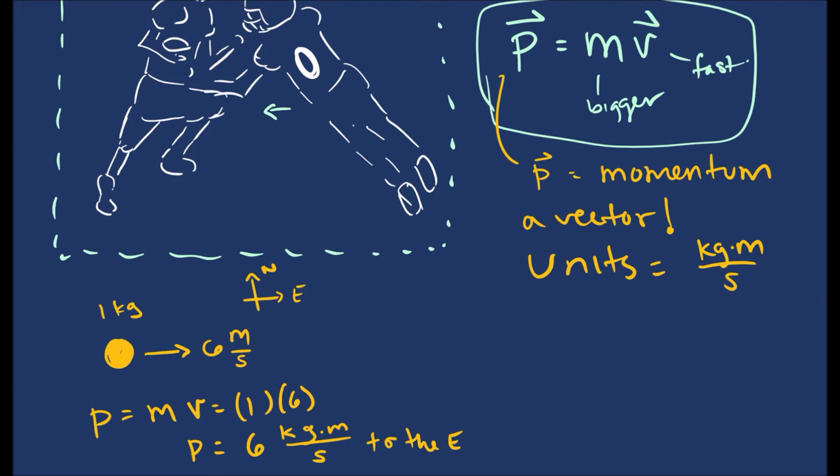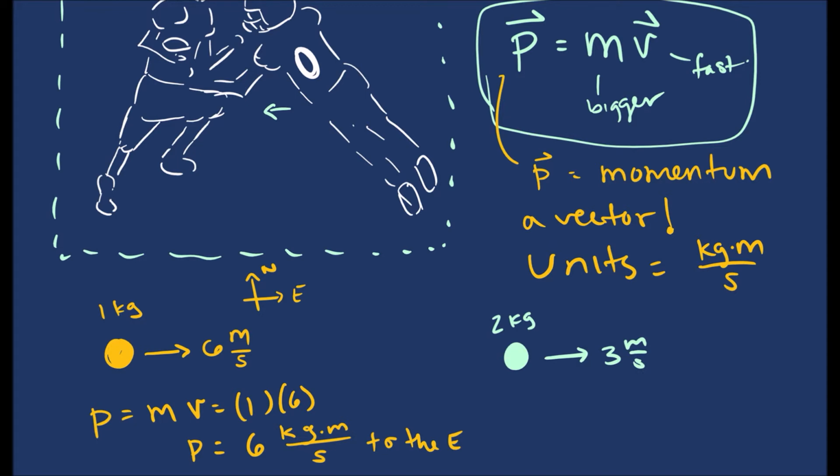We could also have a positive and negative direction. It just depends on how you set up your reference frame. I chose to use north, south, east, west as my reference frame. Let's look at another example. Let's say we have a 2 kilogram ball that's moving to the east at 3 meters per second.